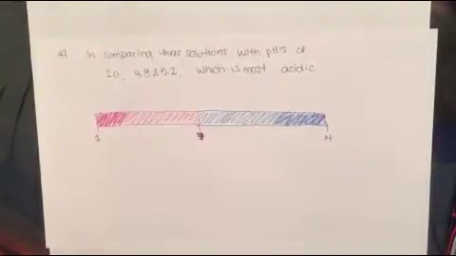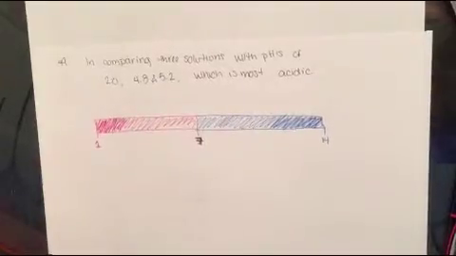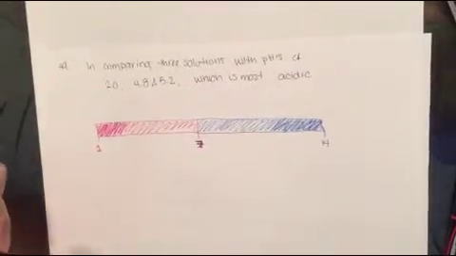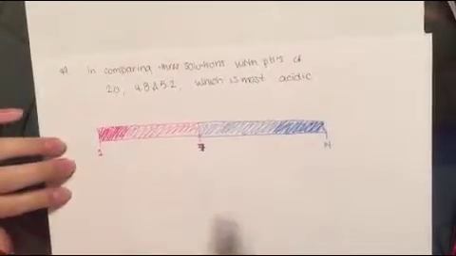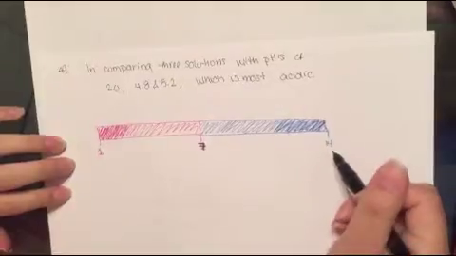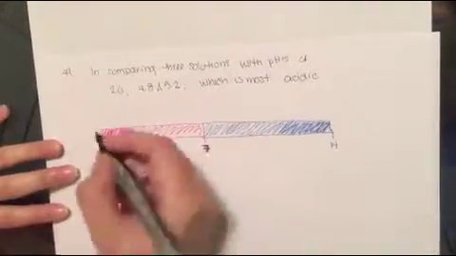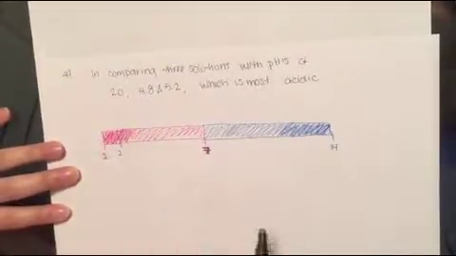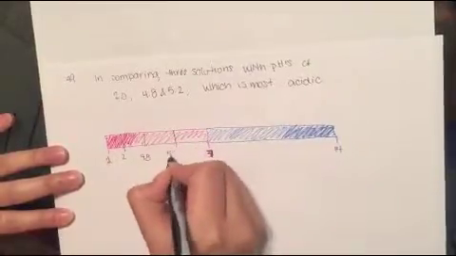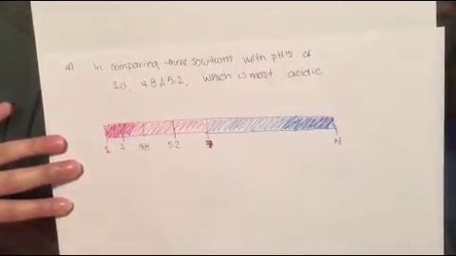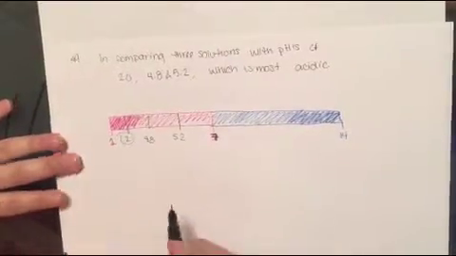In comparing 3 solutions with pHs of 2, 4.8, and 5.2, which is most acidic? So you identify where each one is at. You know that your pH goes from 1 to 14, and the higher it goes, the more basic, and the lower it goes, the more acidic. So then you have 2 about right here, 4.8 about here, and 5.2 about right here. So the closest to 1 will be the most acidic, which is going to be your 2.